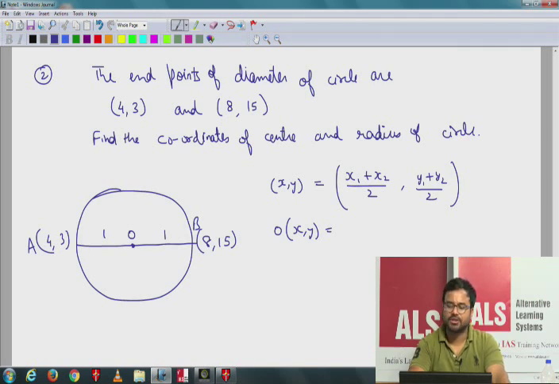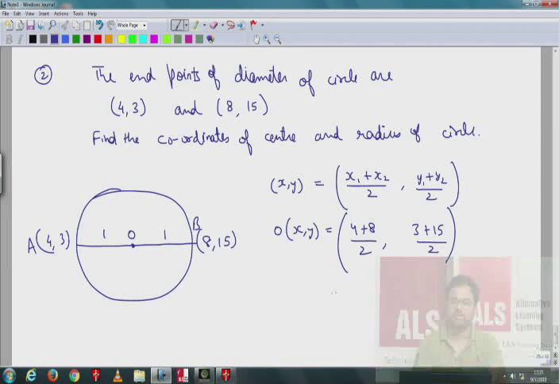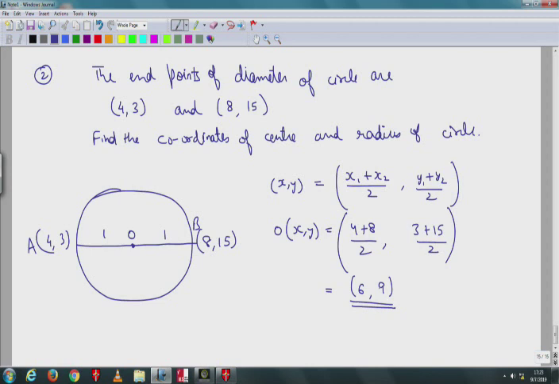Six comma 6? Just take care of the calculation part. x1 plus x2, so 4 plus 8 divided by 2, and y1 plus y2, 3 plus 15 divided by 2. 4 plus 8 is 12. 12 divided by 2 is 6. 15 plus 3 is 18. Yes, 18 divided by 2 is 9. So (6, 9) is the coordinate of the center. This is the answer for the first part.